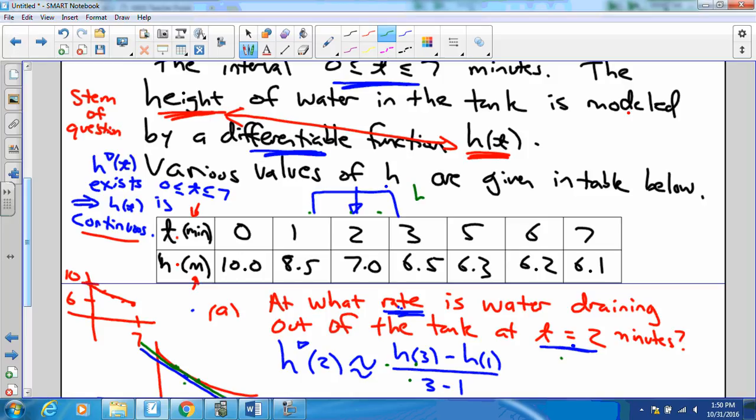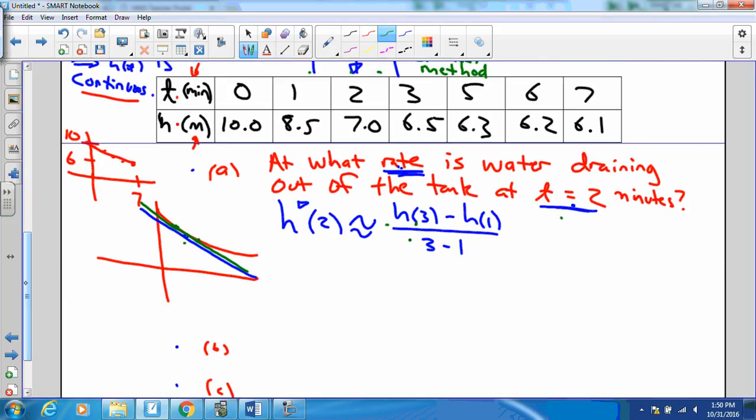Notice that when I did h prime of 2, I chose values that are close on either side. I call this the bracket method. To bracket something means to go around it. And what I'm doing here is bracketing t equals 2 in order to get my derivative. Okay, now I'm ready to plug in numbers. Notice that we go straight to an equal sign because I can actually plug in real values. This is going to give me 6.5 minus 8.5 meters.